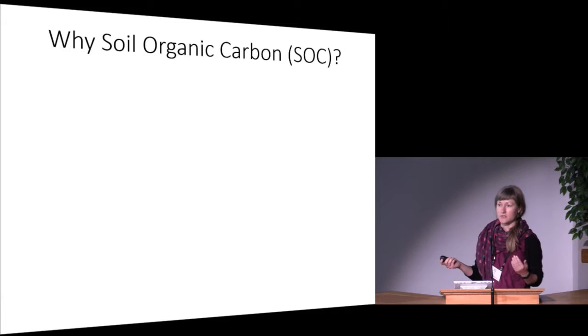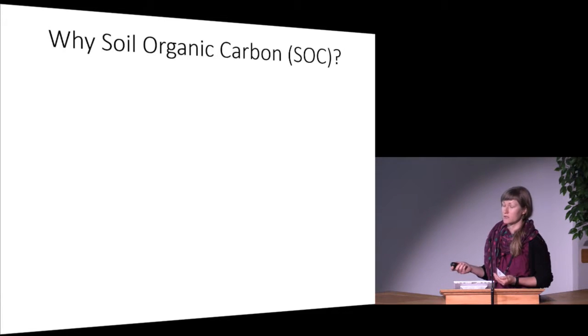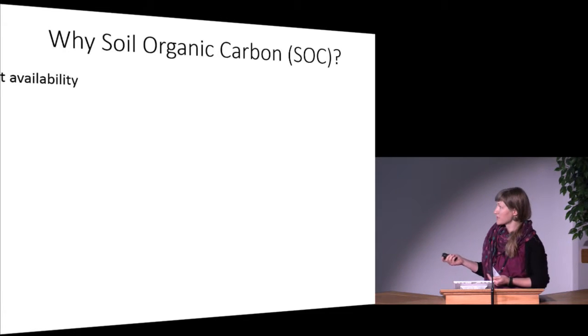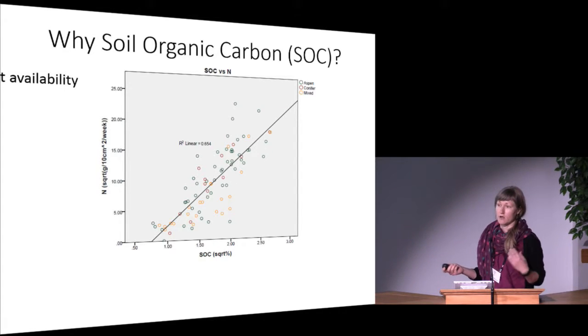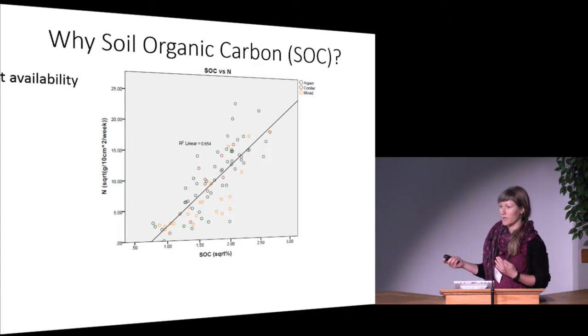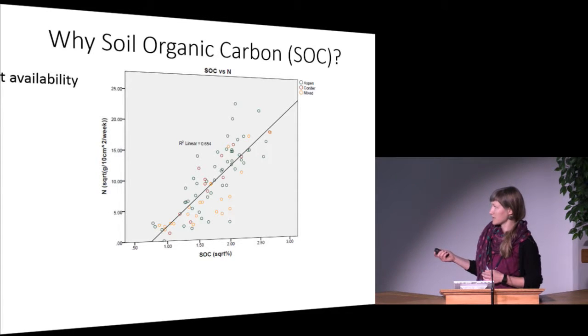Overall, soil organic carbon is considered a very crucial indicator of soil health, and it's known to affect many soil chemical and physical properties. For example, it correlates positively with nutrient availability, like here, carbon and nitrogen has one of the strongest relationships in soil, and these data are from Cedar Mountain, from the topsoil, so aspen, conifer, and mixed stands, and as you see, it's a really beautiful relationship, but it's not as strong with other nutrients, but overall it's positive.